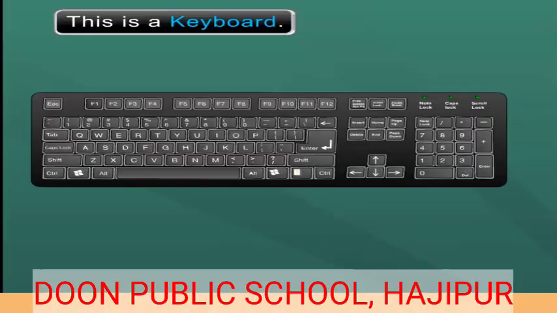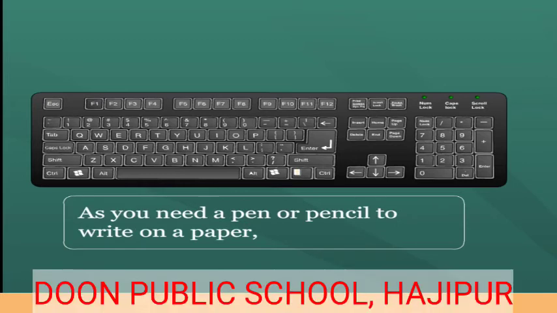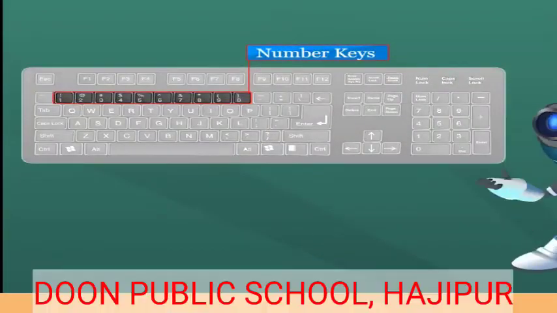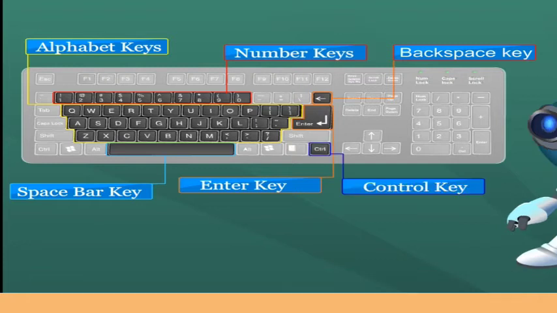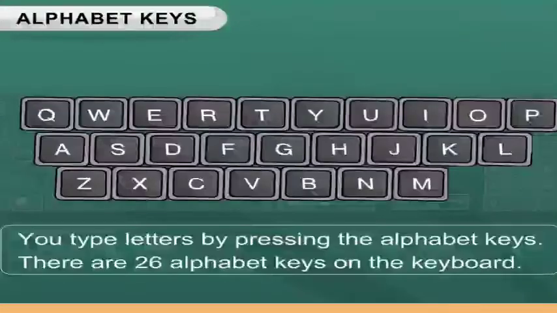This is the keyboard. The keyboard is an important part of a computer. As you need a pen or pencil to write on a paper, a computer needs a keyboard to type letters or numbers. Number keys, alphabet keys, space bar key, backspace key, control key, caps lock key. Alphabet keys. You type letters by pressing the alphabet keys. There are 26 alphabet keys on the keyboard.